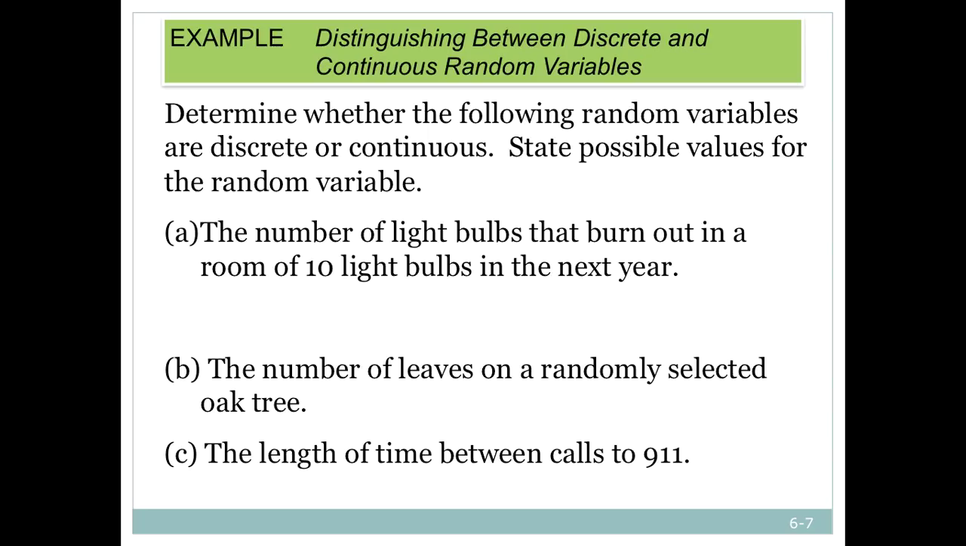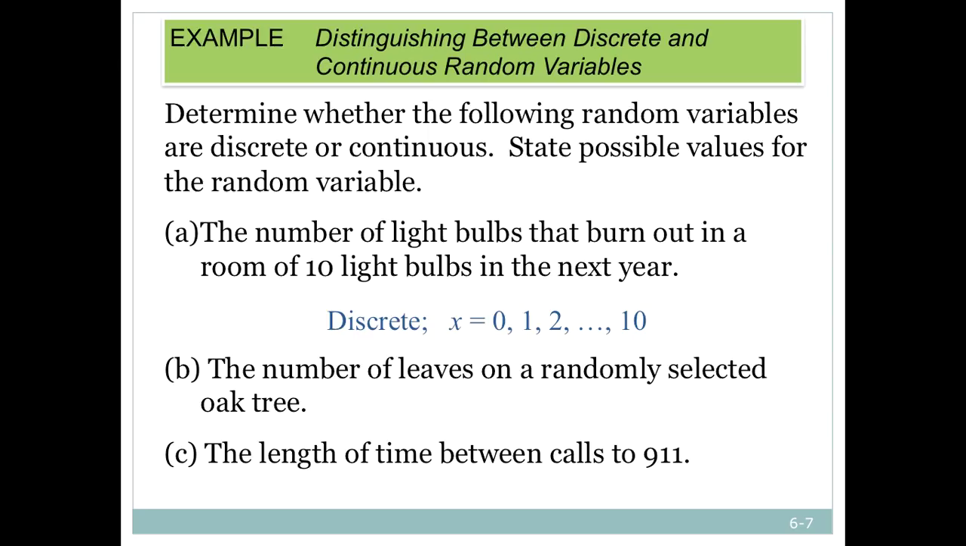So let's look at these examples here and let's decide if the random variables that are given in these situations are discrete or continuous, and then let's go ahead and state the possible values that could be taken on by that random variable. So for A, we want to talk about the number of light bulbs that are going to burn out in a room that has 10 light bulbs. So we can't have half of a light bulb burning out. We could have no light bulbs burning out, 1, 2, 3, or we could have up to all 10. So this one's going to be discrete because we can count the values that X can take on. So X could be 0 light bulbs, 1 light bulb, 2 light bulbs, all the way up to 10.